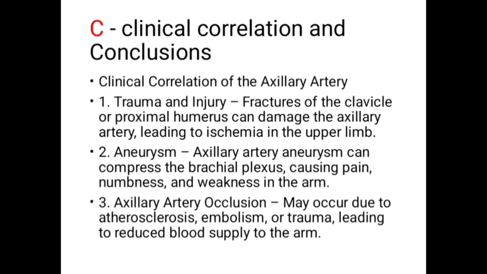The next is axillary artery occlusion. Axillary artery occlusion, in case of arteriosclerosis, embolism, or trauma, can lead to reduced supply of blood to the upper limb, and this can cause ischemia. So this forms our clinical correlates of the axillary artery. Knowing one or two of these can give you 3 points in your exam.